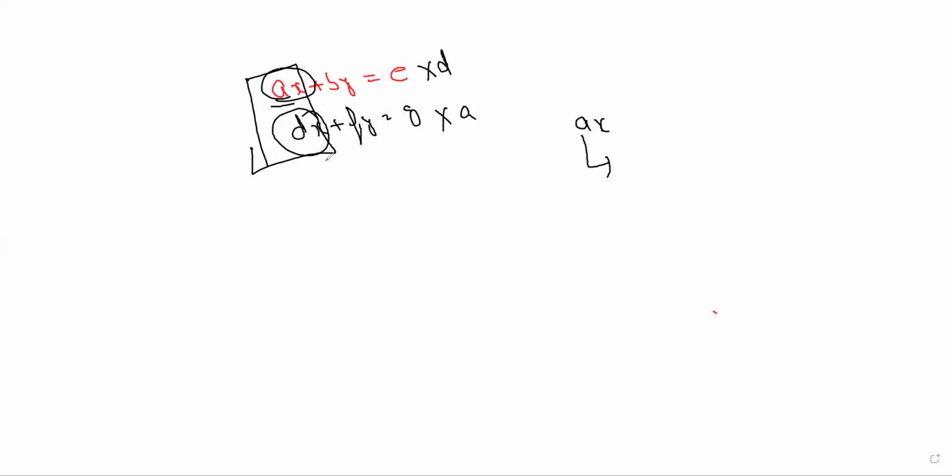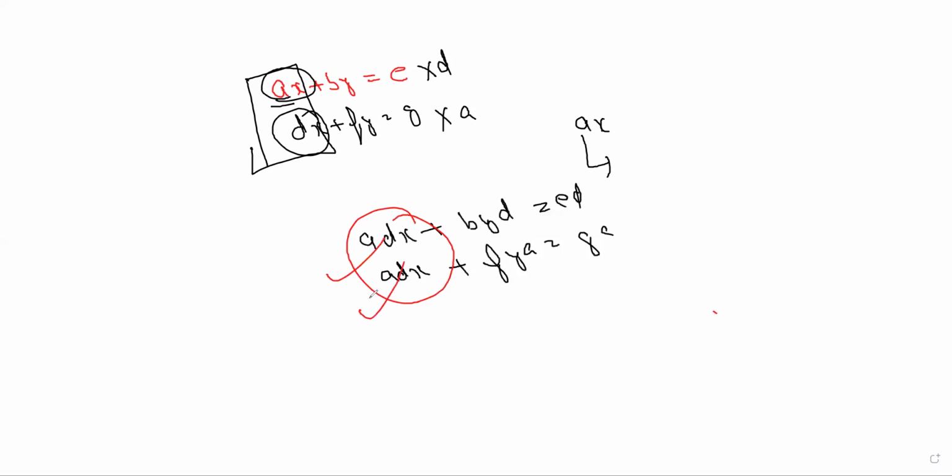If I multiply this with d, what I'll be getting? And similarly, if I multiply with a, what I'll be getting? Right? Can you notice one thing? That these two terms are now equal. So if I subtract these two equations, obviously x will be eliminated. Now you'll be having just one variable, that would be y. You just need to solve for y, right?